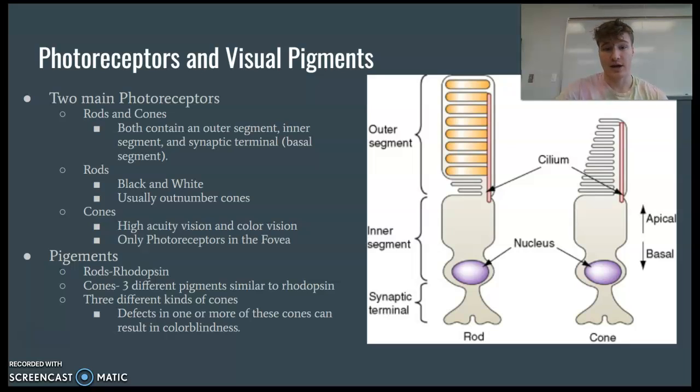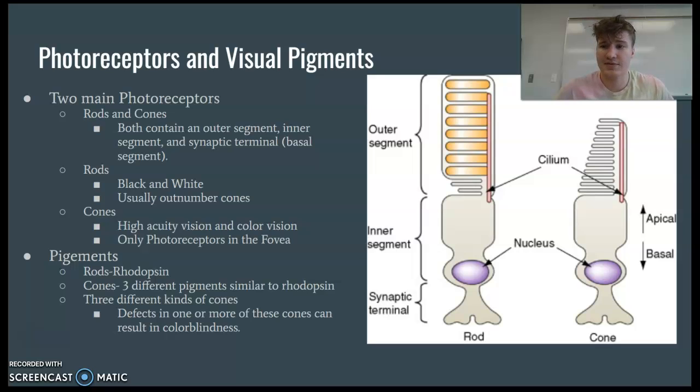But they are found in the fovea, where cones are only found in the fovea, and they're for high acuity vision and color vision. So as far as pigments, rods have the pigment rhodopsin, where cones have 3 separate pigments, but they all function very similar to rhodopsin. So in the coming slides, we're going to use rhodopsin as our example.